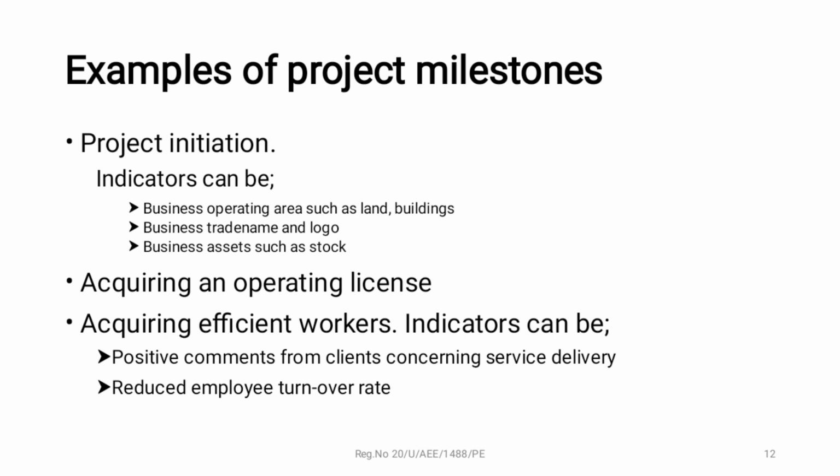The indicators that show that there is project initiation can be the business operating area, for example, the land, the buildings to be used during the project. Another indicator is the business trade name and the logo. Depending on the project, every project has a different trademark and logo. Another indicator that shows project initiation as a milestone is the business assets, for example, stock, capital. Another example of the project milestones is acquiring an operating license.